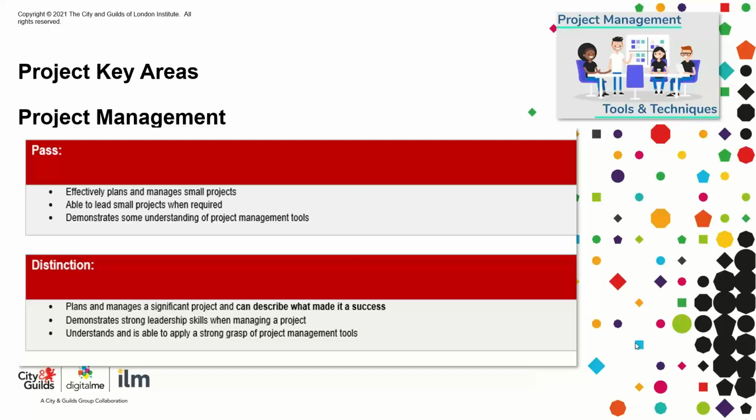Project management tools must be used and demonstrated at both pass and distinction level. This is tools plural, so more than one. At pass level, the project could be relatively simple. Distinction level students must cover a significant project. For distinction students, strong leadership skills need to be evidenced, as well as other areas, including a strong grasp of project management tools. Again, more than one needs to be included.